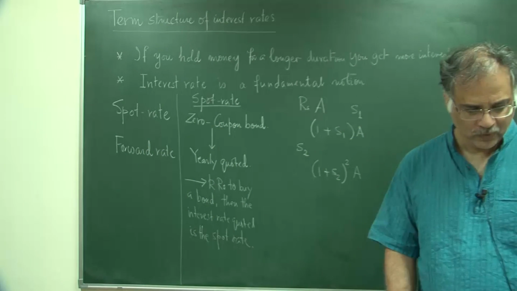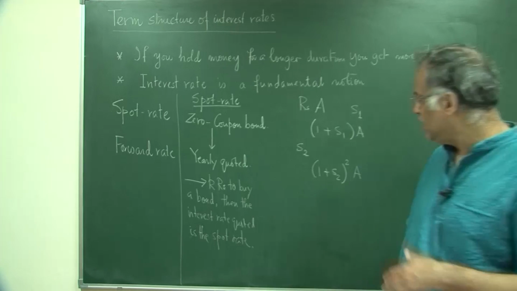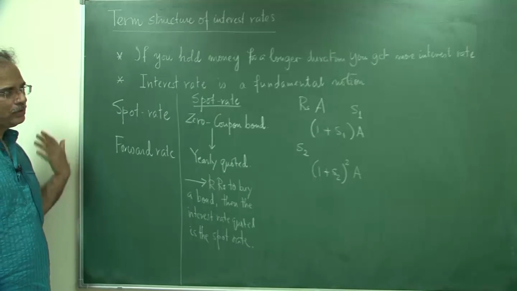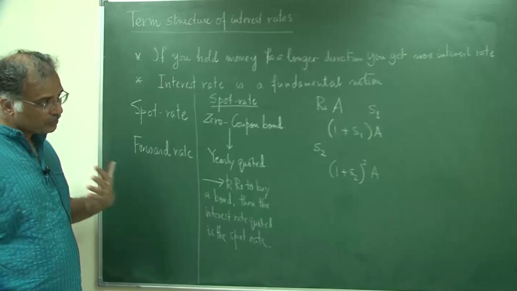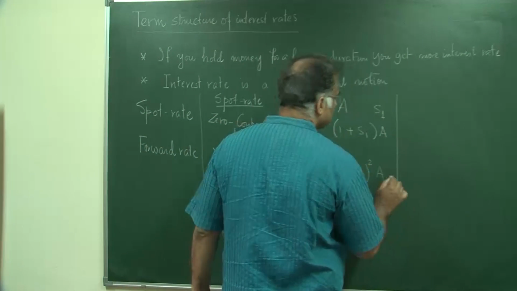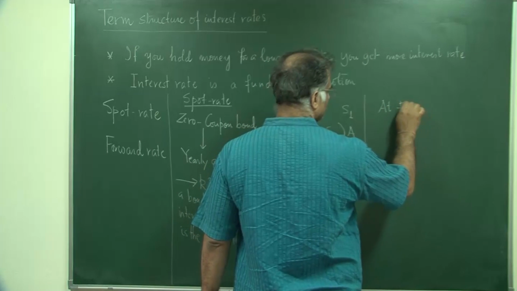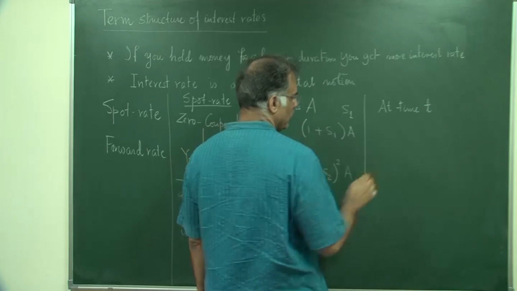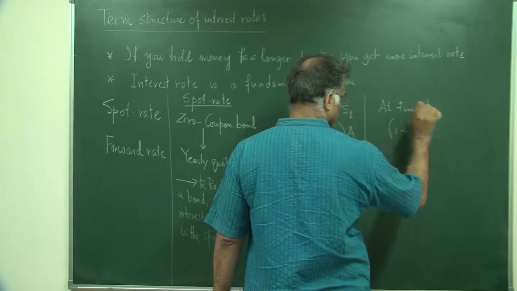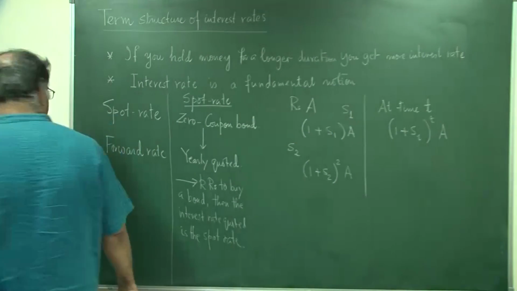So this is very important. Under the convention of quoting yearly spot rates, at time t, my money grows to... Now it is very important that t has to be an integer.